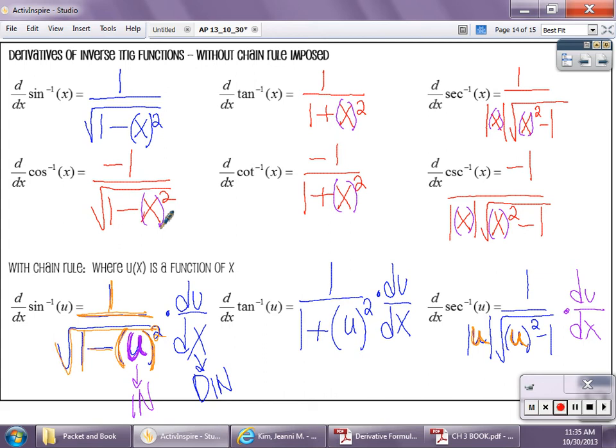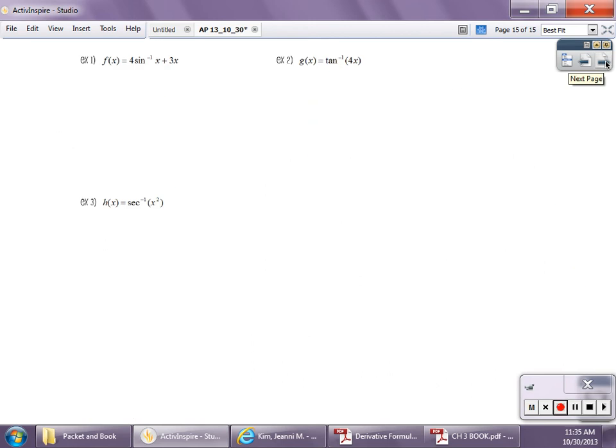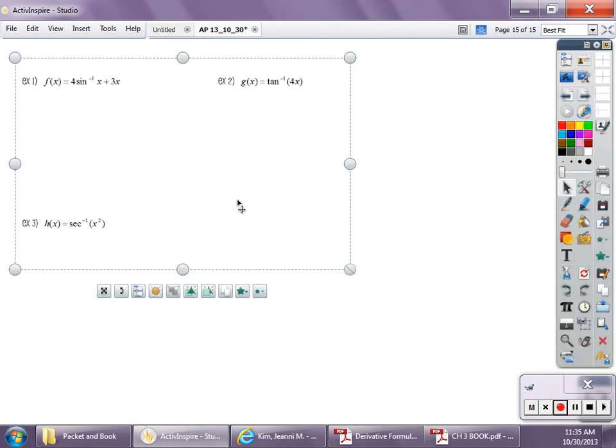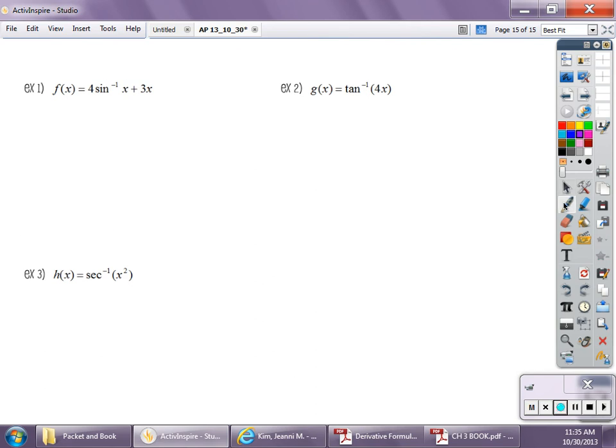Those are the rules. If you want to see one of them get done, we can try one together as the bell rings. So let's do one with a chain in it. Let's do secant. All right? How many of you guys remember the rule already? Thumbs up if you do. 1 over absolute value of u, square root of u squared minus 1 times du dx would be the one with the chain rule. I'm going to do it without.